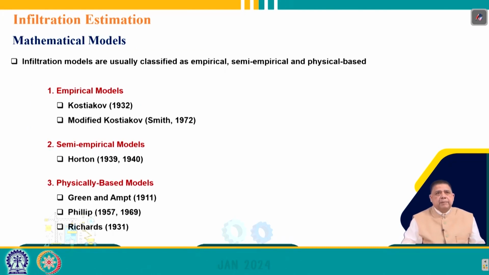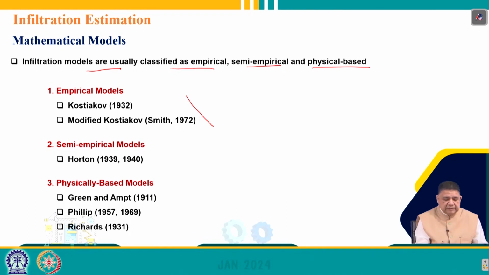Just to give a recap, we discussed in the previous lecture that infiltration models are classified as empirical, semi-empirical and physically based. In the previous lecture, we saw these two empirical models, that is Kostiakov and modified Kostiakov. Today, we will look into the semi-empirical model, Horton's model, and three physically based models, that is Green-Ampt model, Phillips model and Richards equation.